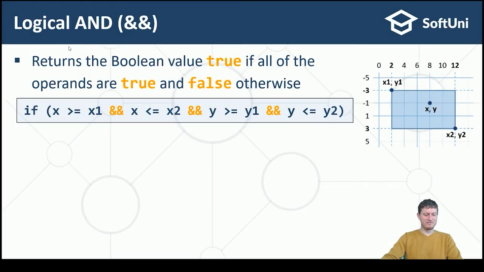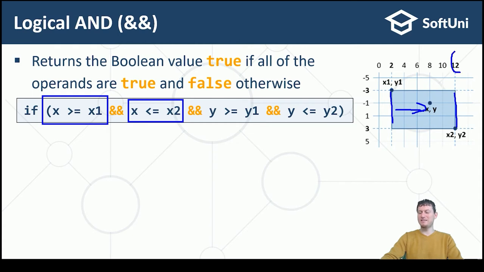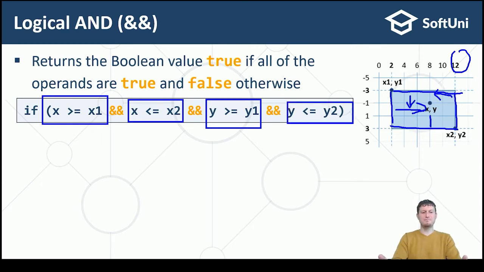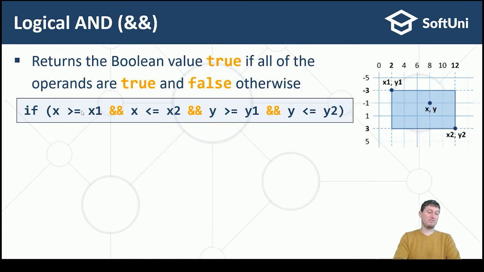So if the position x of this point is on the right from x1, the right from here, and at the same time, if x is less than x2, which means this is x2, 12, left from here, less than x2, and y is bigger than y1, which means this, and it is less than y2, which means this, if all of them are true at the same time, this means that it's inside. So this is a very good example of how to use logical AND.